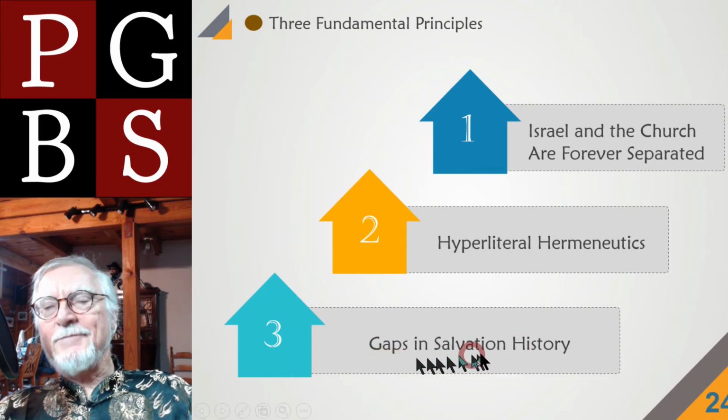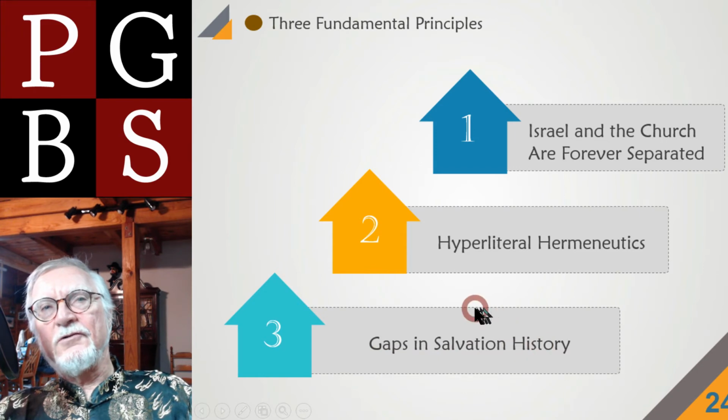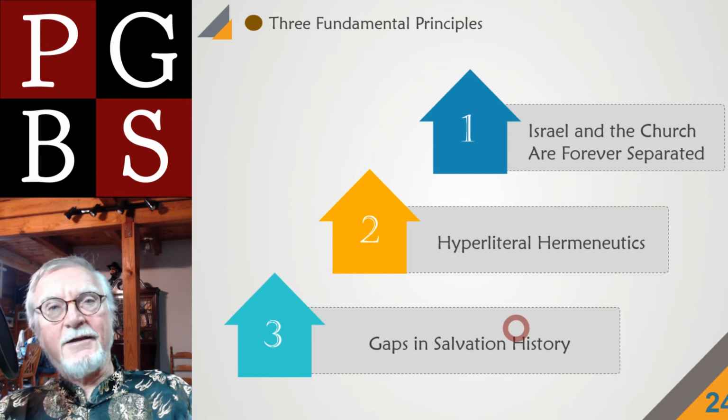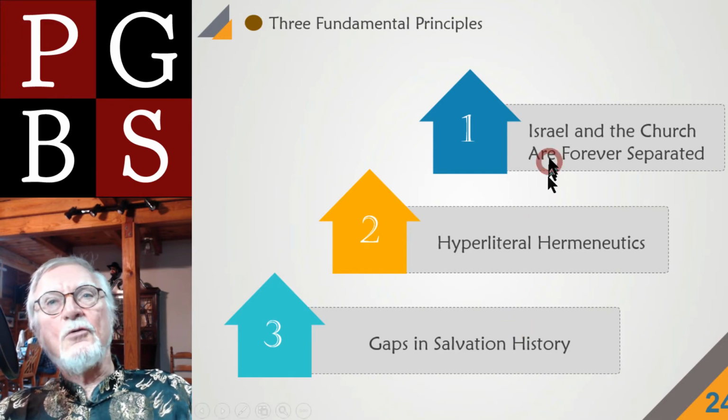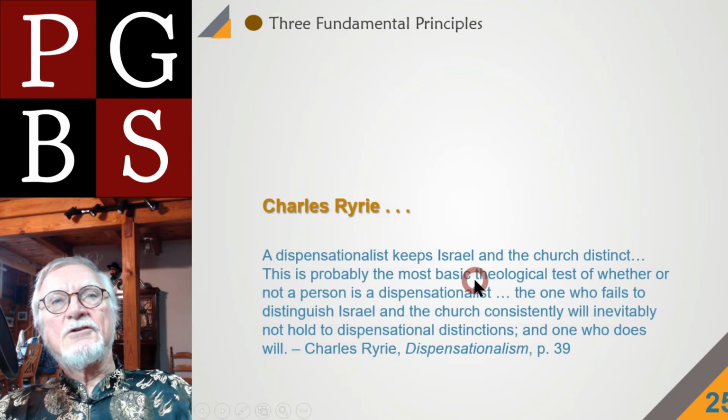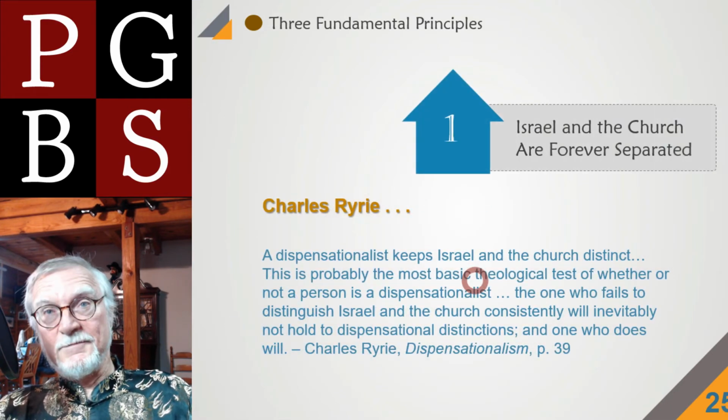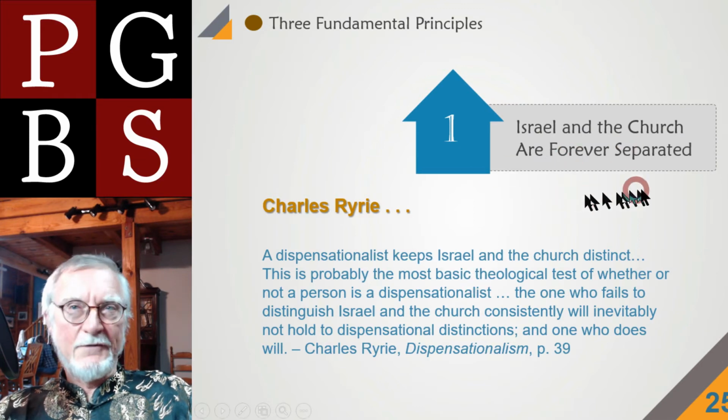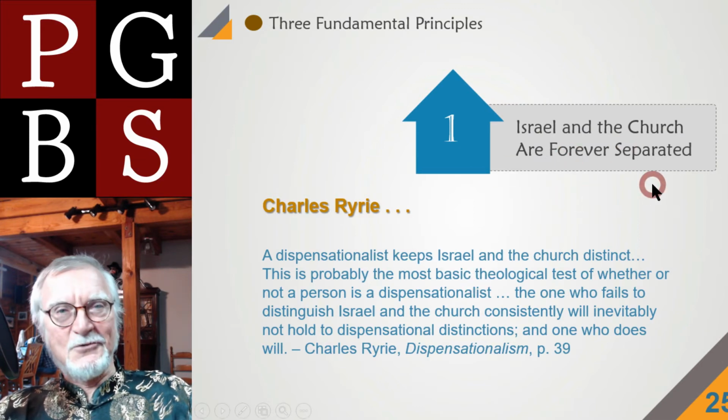And then, of course, gaps in salvation history is the third fundamental principle of dispensationalism. There's a gap between the Old Testament and the millennium, and that gap is called the church. We're going to go into each one of these fundamental principles in great detail so that you will understand dispensationalism. Now let's take the first fundamental principle. Israel and the church are forever separated. Eternal segregation of Israel and the church.